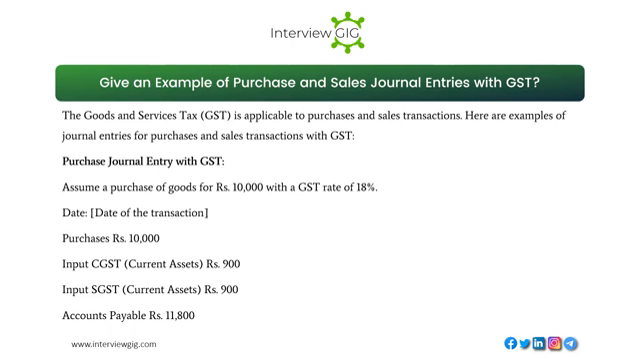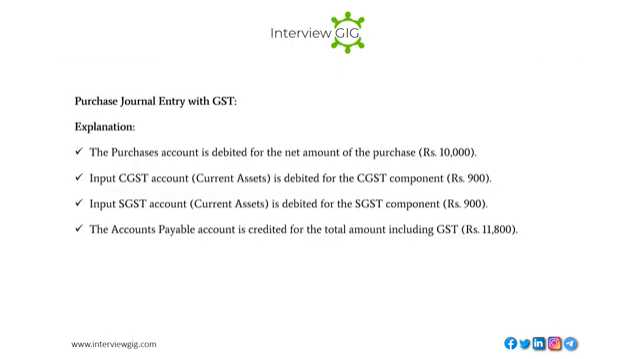The Goods and Services Tax, GST, is applicable to purchases and sales transactions. Here are examples of journal entries for purchases and sales transactions with GST. Purchase journal entry with GST. Assume a purchase of goods for Rs 10,000 with a GST rate of 18%. Date of the transaction. Purchases 10,000 rupees. Input CGST, current assets, Rs 900. Input SGST, current assets, Rs 900. Accounts payable 11,800 rupees.